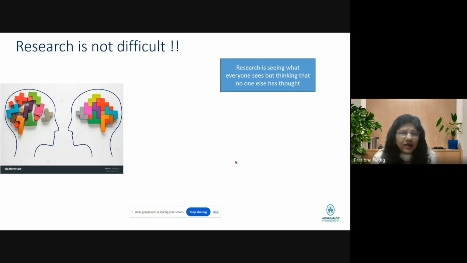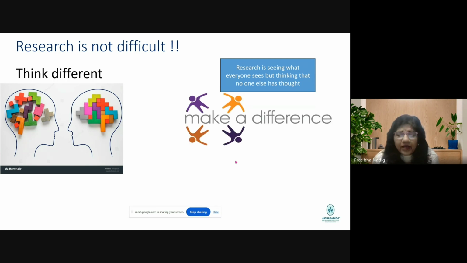Research, is it very difficult? No. Somebody said research is seeing what everyone sees, but thinking what no one else has thought. A person who is solution oriented, who starts thinking, will try to connect the dots and see where the problem is, and he is always thinking of how to bring about a solution. So it is not that difficult. It is only a different thinking. If you think differently, then you can make a difference.